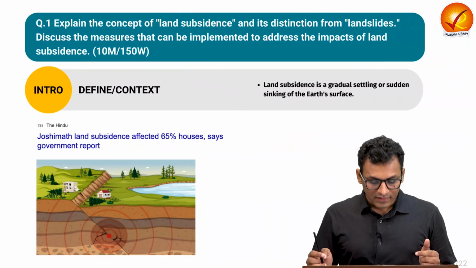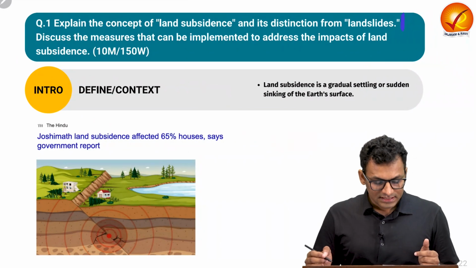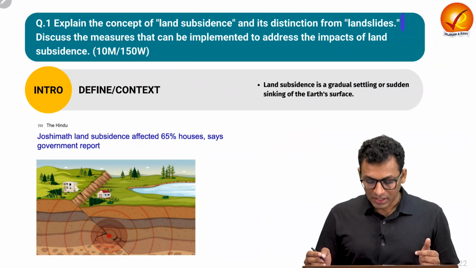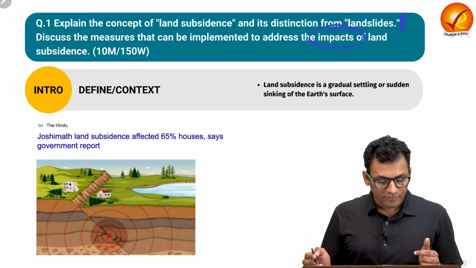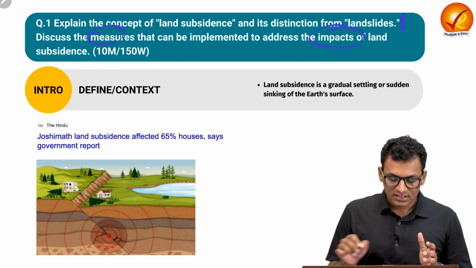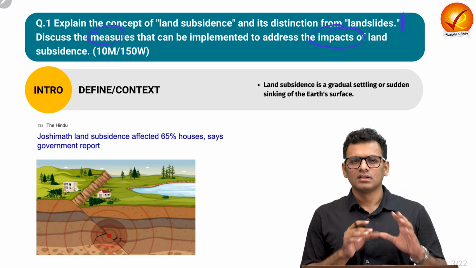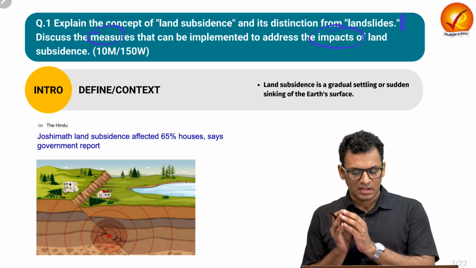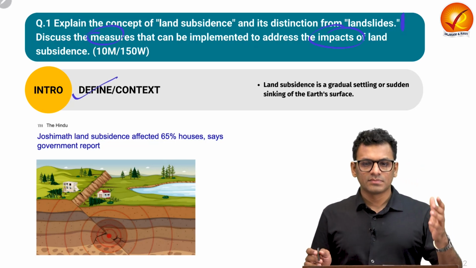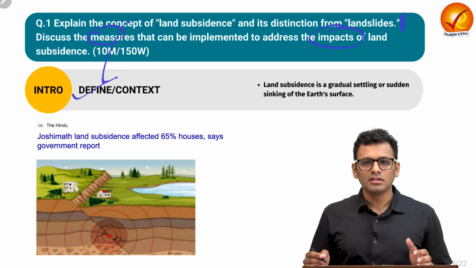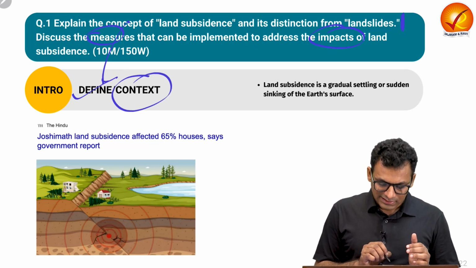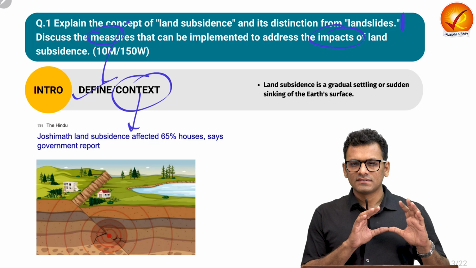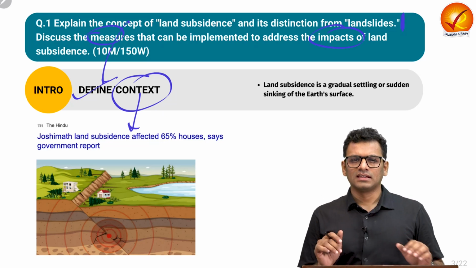Explain the concept of land subsidence and its distinction from landslides. Discuss the measures that can be implemented to address the impacts of land subsidence. So if you see this question, you can structure the answer with the introduction where you can mention the definition of land subsidence as it is the direct demand. Also, you can provide certain context where you can give certain current affairs related article over here.